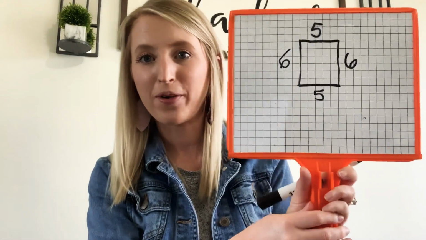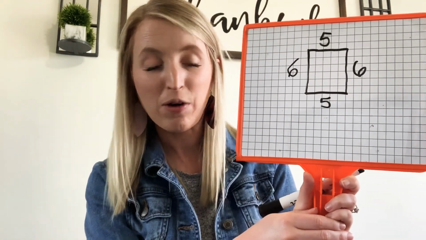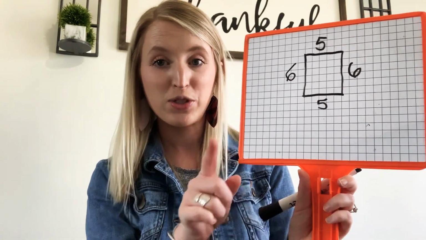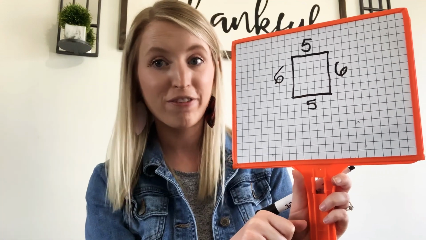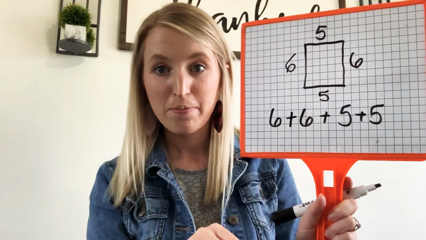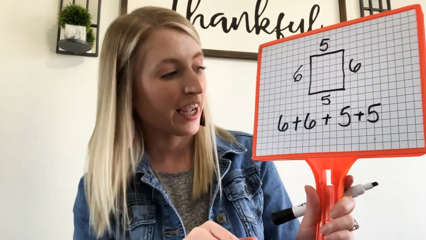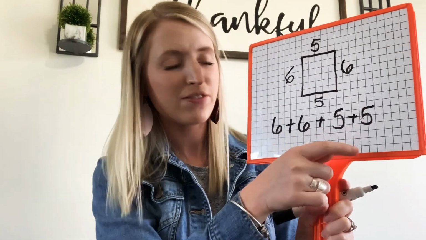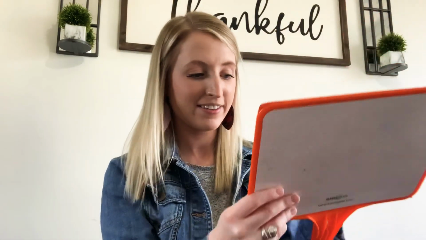So now I want you to pause this video and I want you to add up all 4 sides to find the perimeter, okay? So pause this video, and when you are finished, press play to see if you got the answer right. Okay, so if you add all 4 sides, you would have 6 plus 6 plus 5 plus 5. And again, I like to start with 5 plus 5 because that's a pretty easy fact, right? So 5 plus 5 is 10.